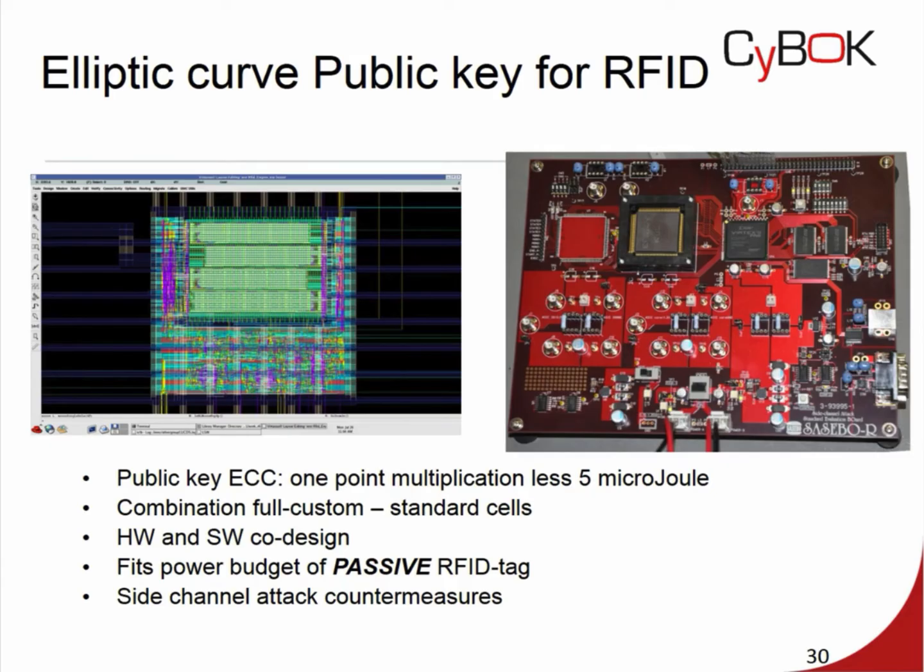I mean, it's kind of on the slow side, 5 microjoules. But it's hardware-software co-design. It has a power budget which fits in a passive RFID tag together with a suitable set of side-channel attack countermeasures. This is one example. You go to different applications, you want memory encryption, you want low latency, very compact, lightweight versions.